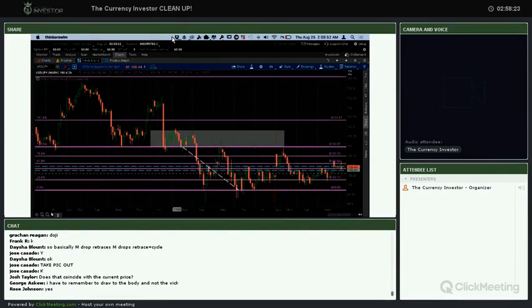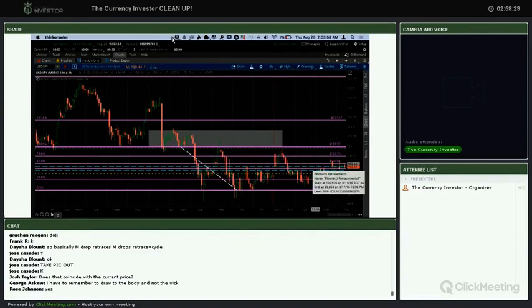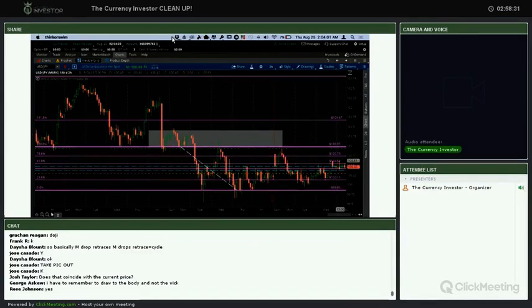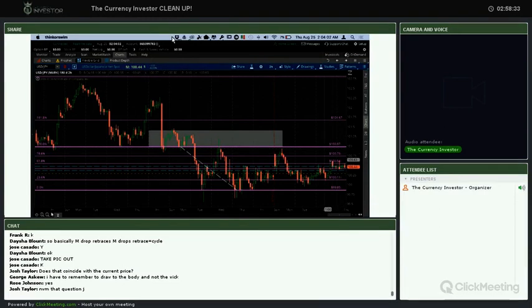Josh asks, what does that coincide with the current price? You mean, does it coincide with the current price? Like, is this chart the actual price right now? Oh, okay.